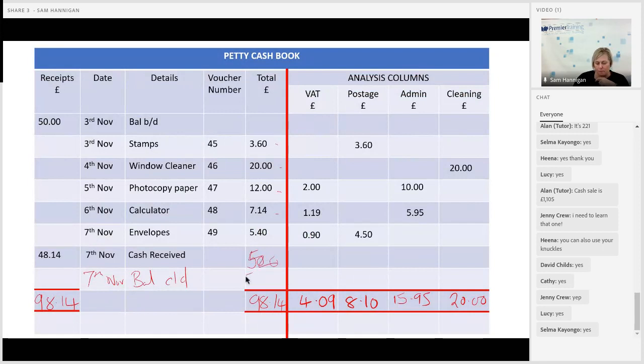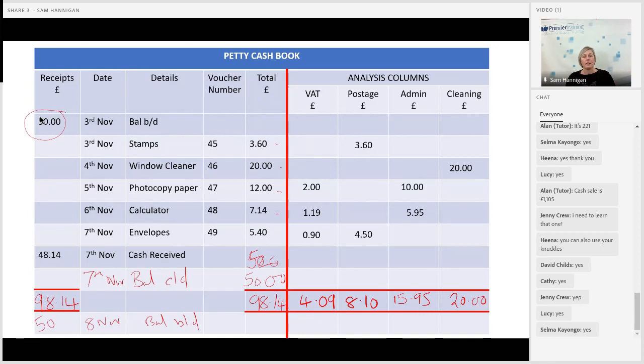Oh, hang on, that's in the wrong bit there. Your carried down balance will always be on the credit side. Always. And your brought down balance then at the 8th of November would be on your debit side. That petty cash book is called an imprest system. And what it's doing is it's starting with £50. You're spending money, so the amount's going down, and then whatever you've spent, you're getting from the bank and putting it back up to £50.